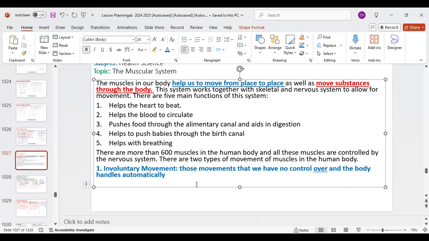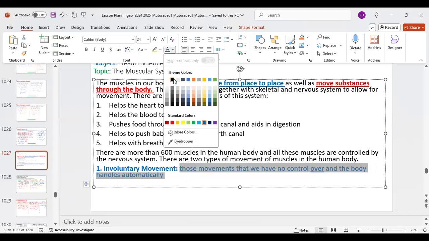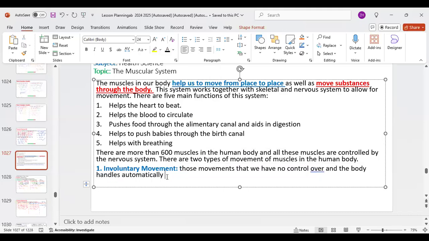What are some things that we do not control? It just happens automatically. The heart. Your heart beating. What else? Yawning.